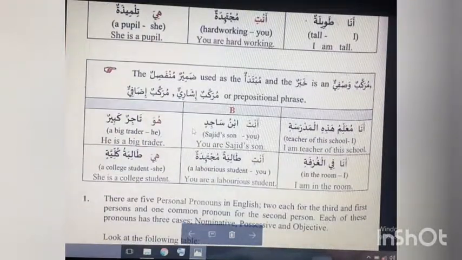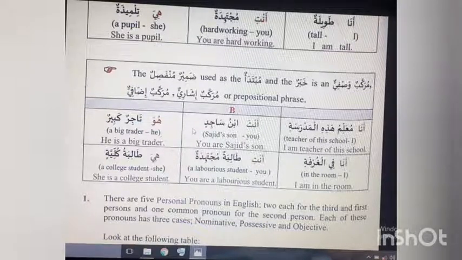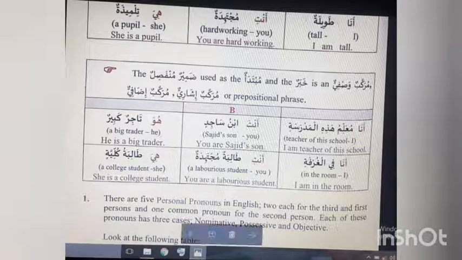Now see, the ضمير منفصل used as the مبتدأ and the خبر is a مركب وصفي, مركب إضافي, مركب إشاري or prepositional phrase. مركب وصفي means adjective phrase. مركب إضافي means possessive phrase. مركب إشاري means demonstrative phrase, and then prepositional phrase. So now we will use ضمير منفصل as مبتدأ and we will bring خبر either مركب وصفي or مركب إضافي or مركب إشاري or prepositional phrase.